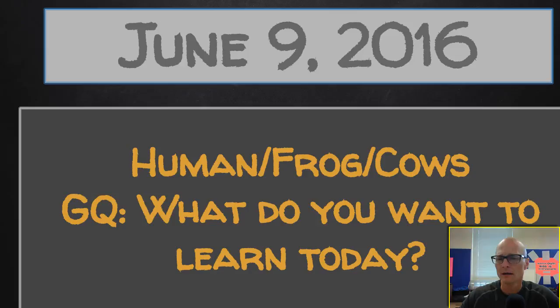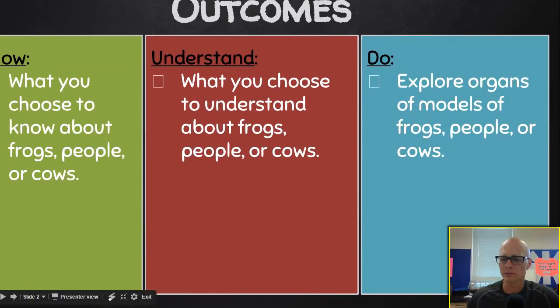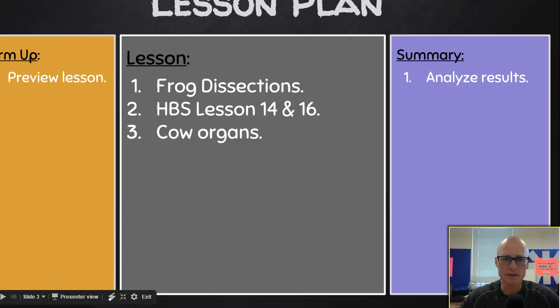Thursday, June 9th, we get a kind of a one-day opportunity to look at frogs, dissect frogs and cows. So you get some choices today. I know not all of you want to dissect or see actual organs, so there's other opportunities for you as well. If we look them over here, what do you want to know about frogs, people, or cows? What do you want to understand about frogs, people, or cows? And whether or not you want to explore organs or models of frogs, people, or cows. There's your options for the day.